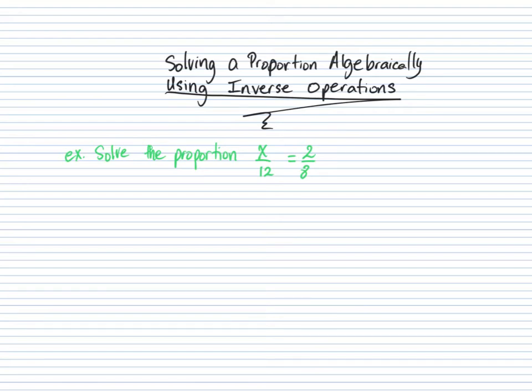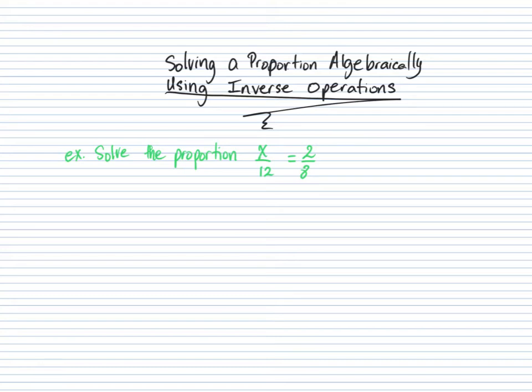So here's one of the other options. We can solve the proportion algebraically using inverse operations. Remember, when you're isolating a variable, you do everything that you can in order to get that variable alone. In this case, we see here that x is divided by 12. Because x is divided by 12, we want to do the opposite of that in order to get x alone.